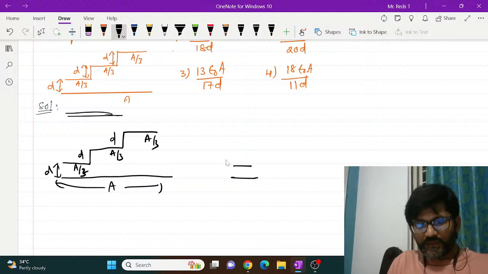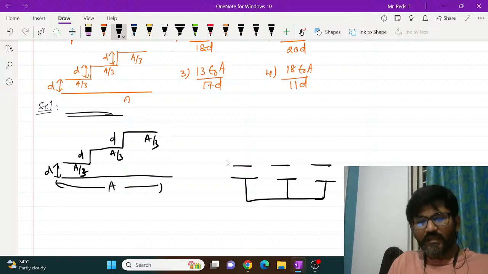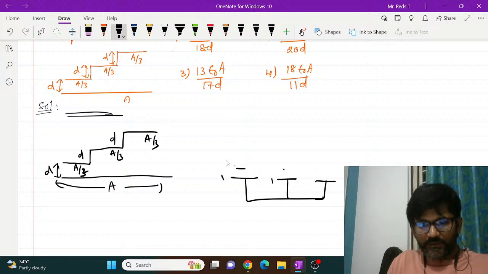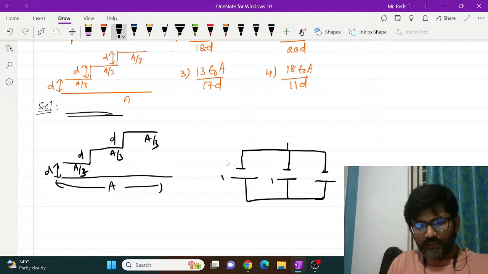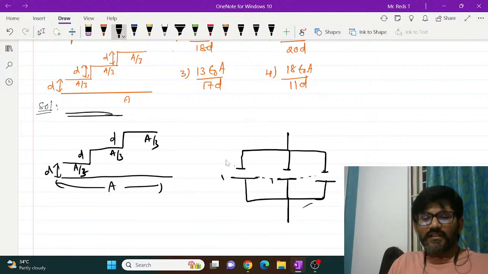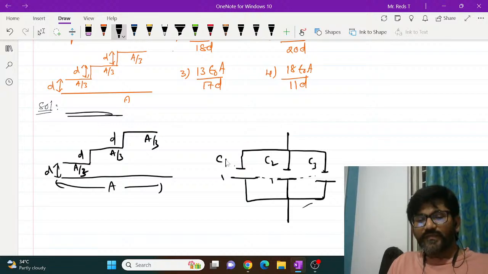It is identical to this being one capacitor, this another capacitor, and this another capacitor. The first plate of all is the same, connected to the same potential, with the same area A. But the second plates are smaller, A by 3. While drawing, you can draw smaller plates like this, and all these plates are connected. This plate is connected to this plate, so they are connected commonly, and the first plate is common for all. So this arrangement is identical to three capacitors of capacitances C1, C2, C3 connected in parallel.